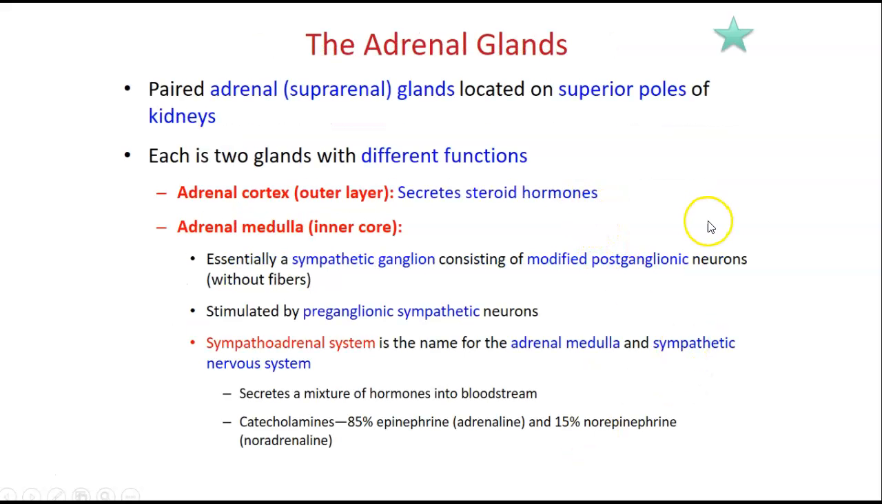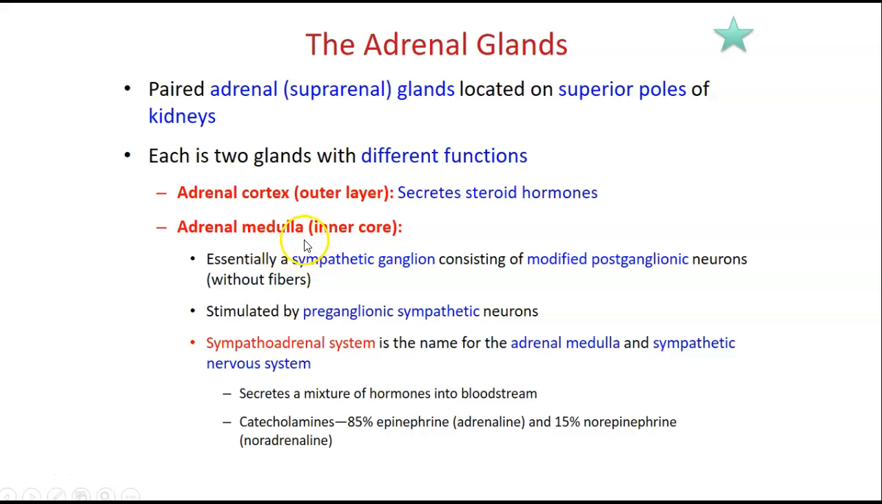This sympathetic division controls the adrenal gland. The adrenal gland is located on the superior part of the kidney. Each is two glands with different functions. Within the adrenal gland, there are two parts. One part is called the cortex, the outer layer of the adrenal gland. From the cortex, hormones are secreted to regulate the urinary system functions.